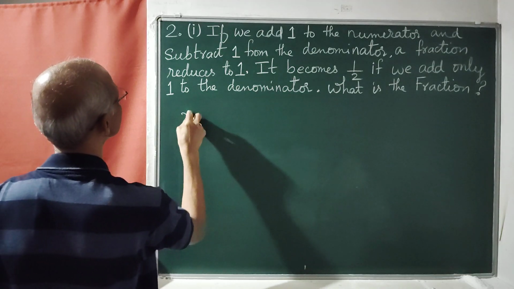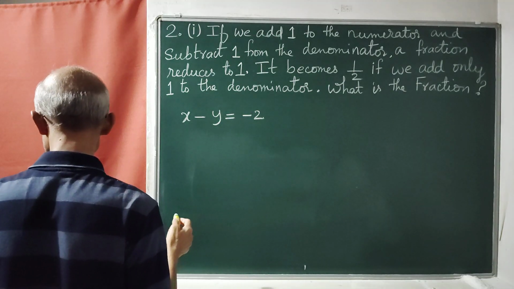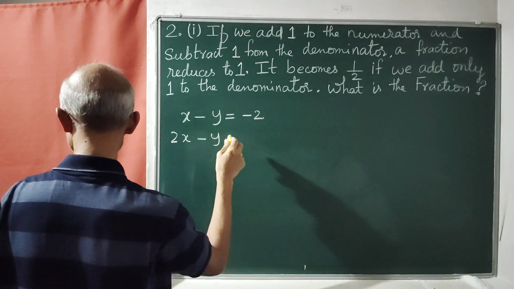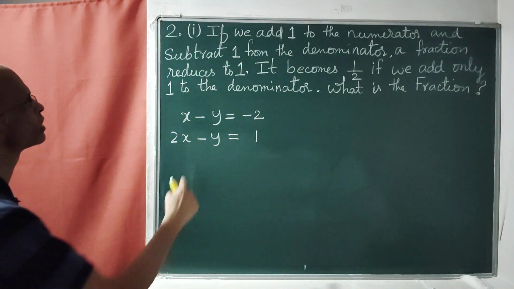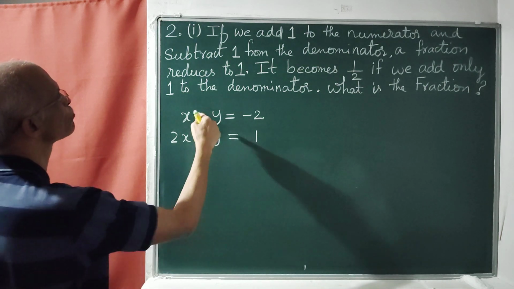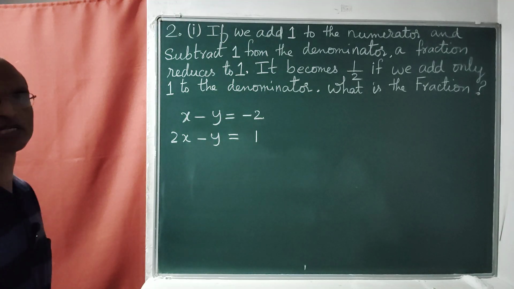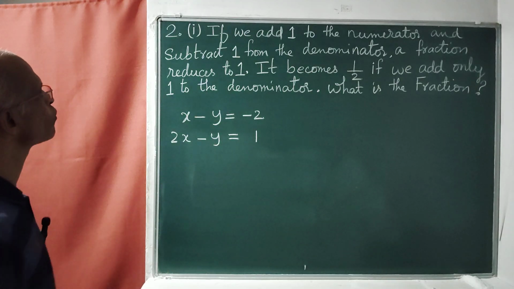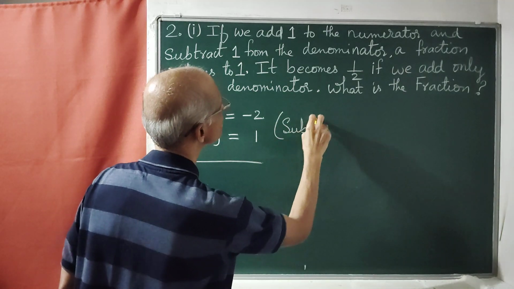The first equation was x minus y equal to minus 2, and the second equation was 2x minus y equal to 1. Now, the coefficient of y is equal, that is 1. Both the signs are minus, so I should subtract them. If I subtract the equations, the y will be eliminated. So we will subtract.